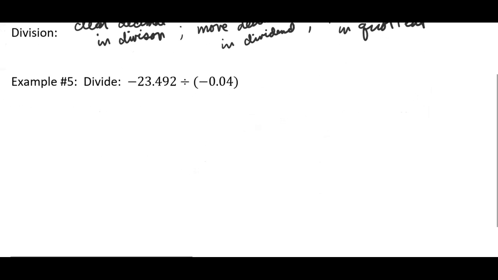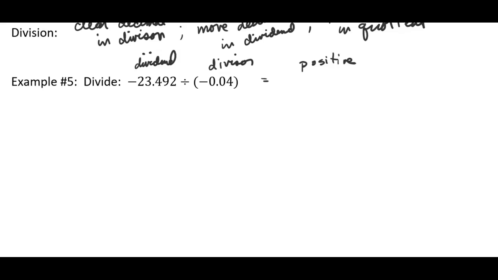Okay, so our example that we have here, it says divide negative 23.492, that's the dividend. And divided by negative 0.04, this is the divisor. So it's a negative divided by a negative, so our answer is going to be positive. So this is going to equal something positive. I'll just write positive over here, but we don't have to write it in our answer.